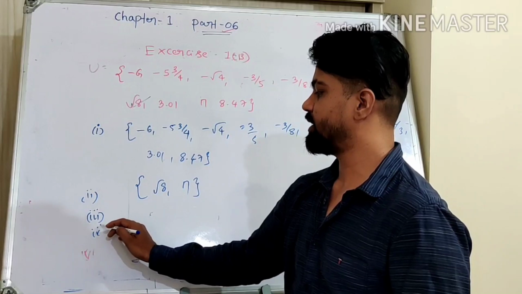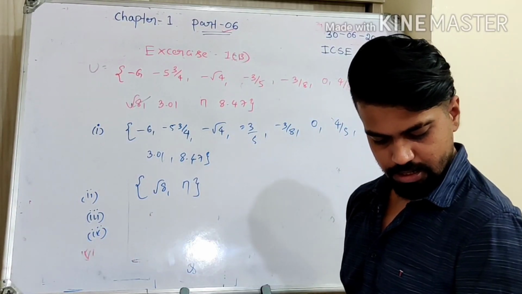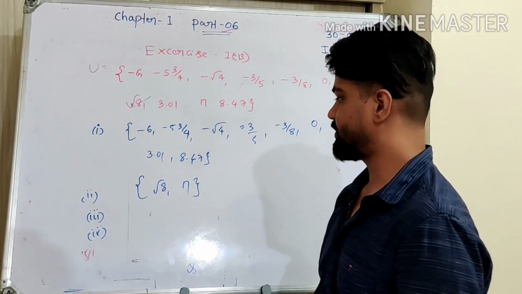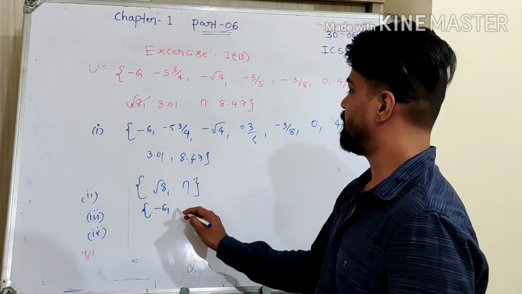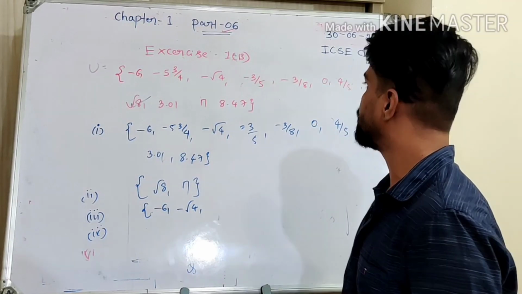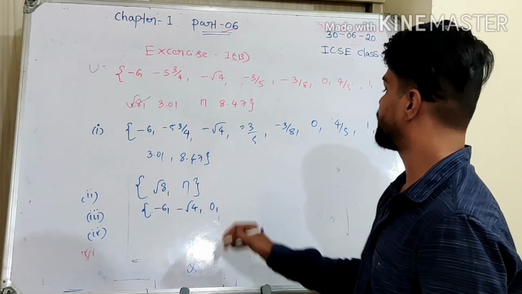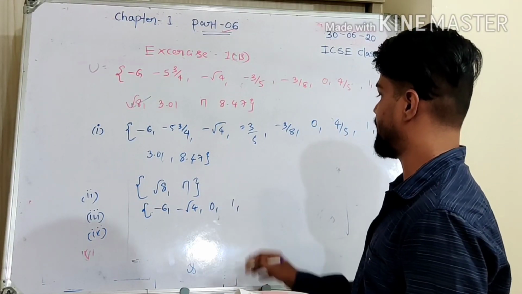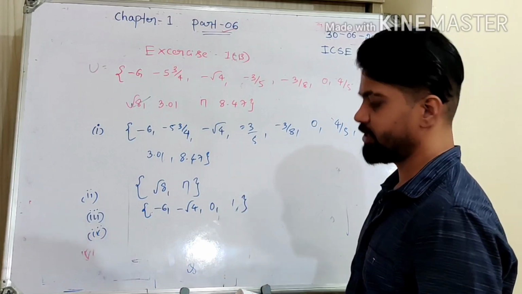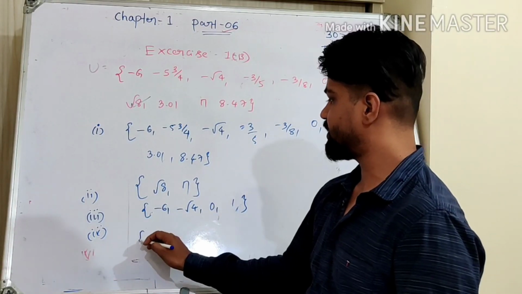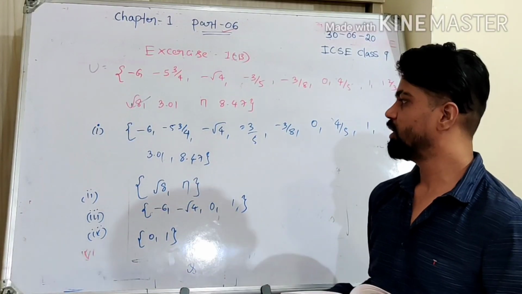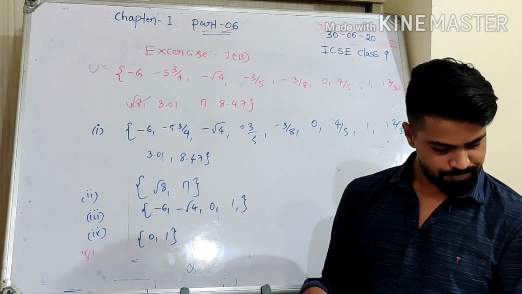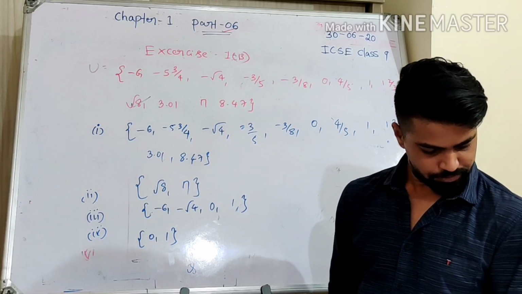That is very simple. They are asking for integers and then non-negative integers. So the integers are -6, -√4, because it turns out to be -2, and then 0 and 1. Yeah, that's it. These are integers. And non-negative integers are 0, 1. So I did it myself. That's simple. Okay. So these are the answers for the 4th question.